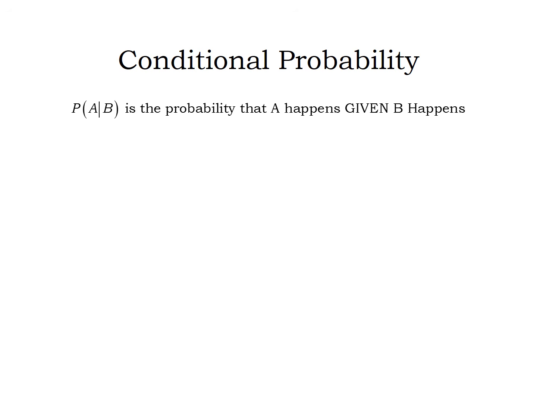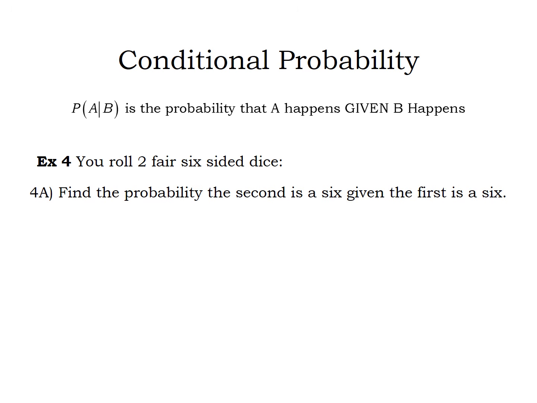Now, I want to look a little bit more closely at the conditional probability. We've seen this before. Again, this is just reminding you of what the notation is. But this time I'm going to roll 2 fair 6-sided dice. And I want to find the probability that the second is a 6, given the fact that the first is a 6. So we have 2 dice. Okay. Now, we know the first one was a 6.